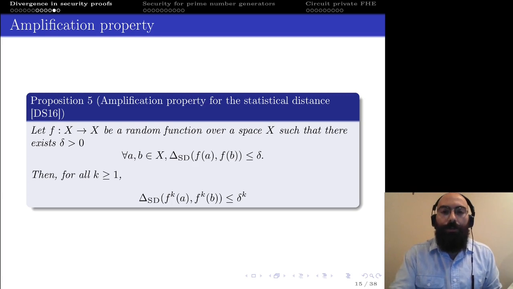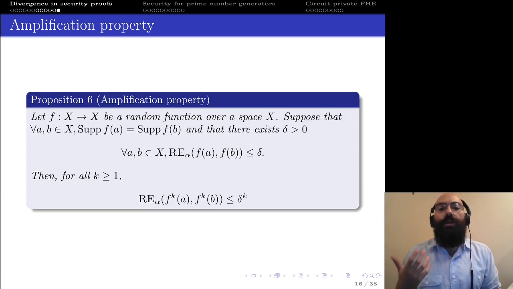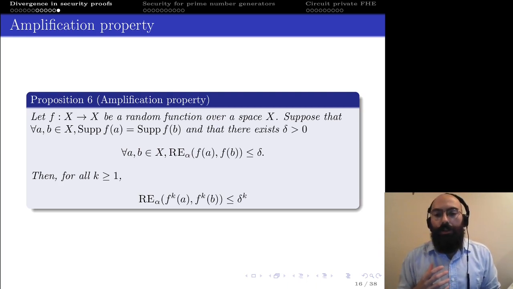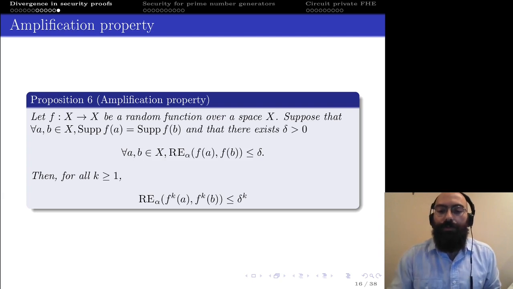And what we show in the paper is that you have the same behavior with the relative error of order alpha. The only difference is that we need a technical condition on the support because we use relative error, but otherwise the end result is the same. You have first a bound on the relative error and you can amplify it by reiterating your random function. So this is really nice, and that's what we believe made this divergence stand out when compared to the Renyi divergence. And we'll see an application of that later.